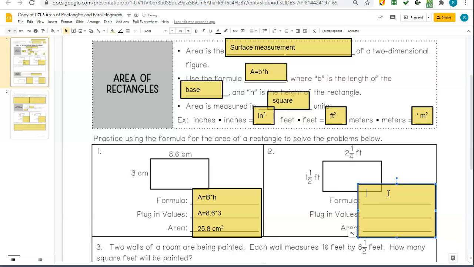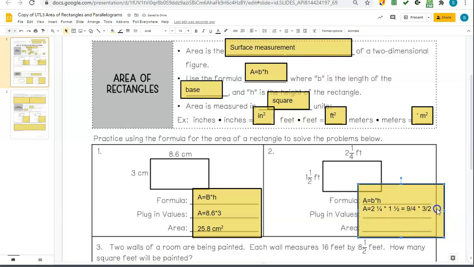This one, well, again, we're still going to use that exact same formula. Area equals base times height, so my area equals 2 1/4 times 1 1/2. Alright, now I'm going to convert those both into fractions because I think it's a little easier to do. So I'm going to do 9/4 times 3/2. And I'm going to make that box just a little bit bigger so it fits in there.